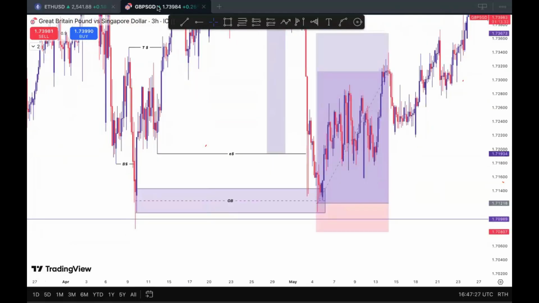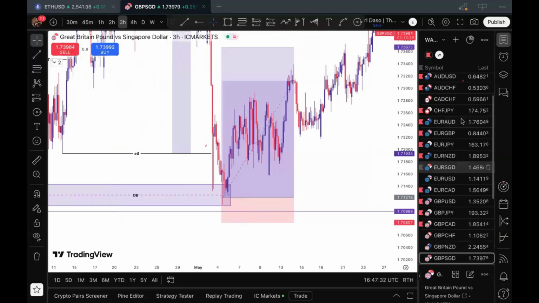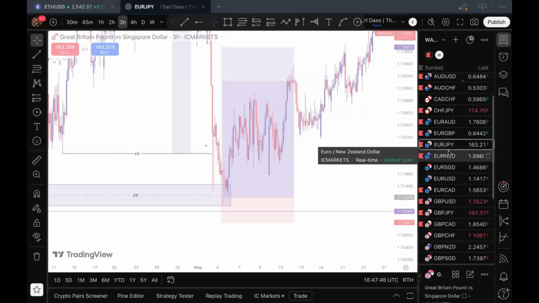So if you go to your chart, you're going to see several of these. There are many. Just go to your chart, you're going to see several of them. There are many. All right. So go to your chart, you're going to see several of them. They are so many.